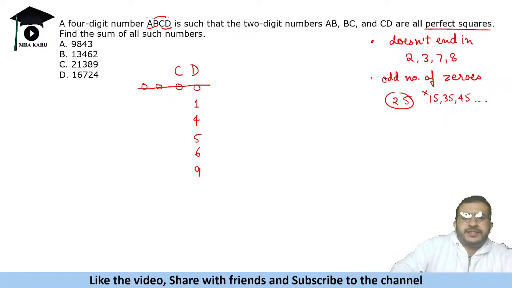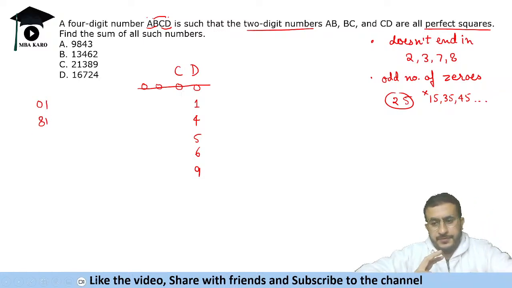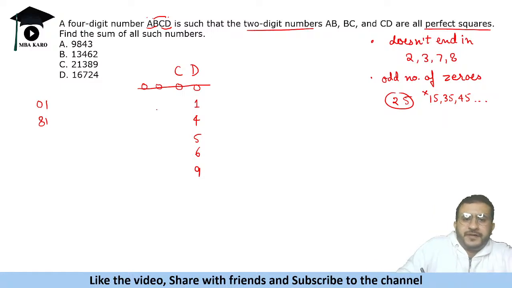Now let us see this thing. Two-digit perfect squares ending in 1: we can have 01 and 81. Now if I take 01, then again, for BC you have to think like this: ABCD is a 4-digit number. If we take 01, then B becomes 0, and then A becomes 0. So it is not a possible solution.